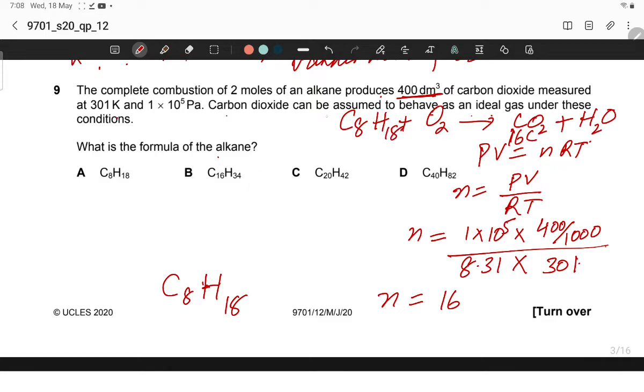So to balance this reaction, this is 16 carbon dioxide and 2 × 18 is 36, so 18 H2O, and 16 oxygen, 16 to 32, and 32 plus 18. So this must be 25 oxygen. So A option is correct.